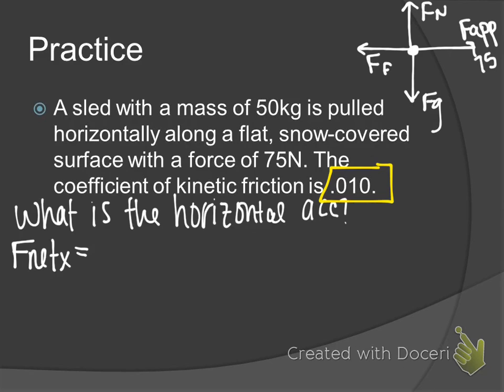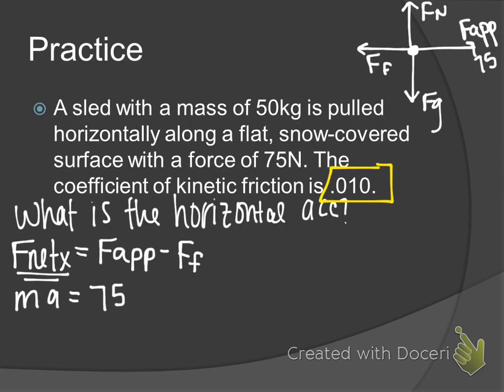For our net force in the horizontal direction, we're going to take rightward forces minus leftward. So we'd say F applied minus our frictional force. We can start doing some substitutions. What can we always substitute in for an F net? Mass times acceleration. So m times a equals our force applied, which we know is equal to 75, minus our frictional force.